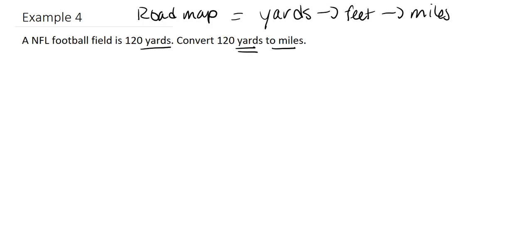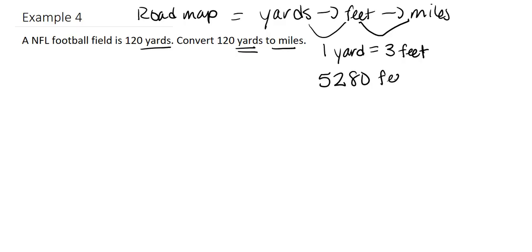So what are the different conversion factors we're going to need? Well, from yards to feet, we know 1 yard is equal to 3 feet. Then to go from feet to miles, we know 5,280 feet are in 1 mile. So feet is a much smaller unit than mile. So here we have our different conversion factors.